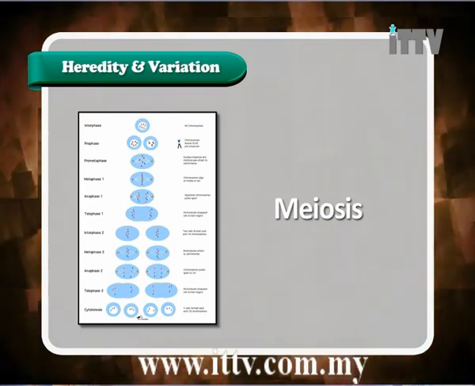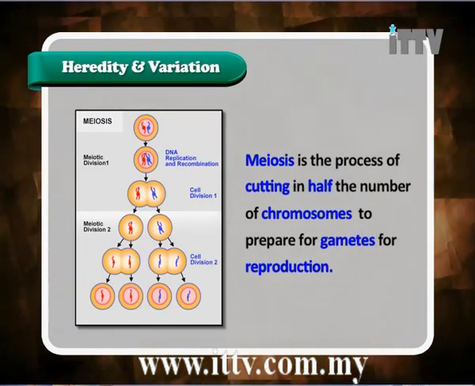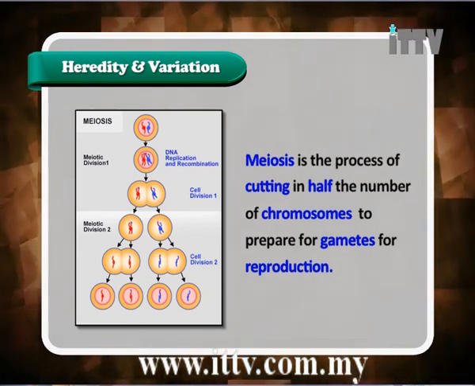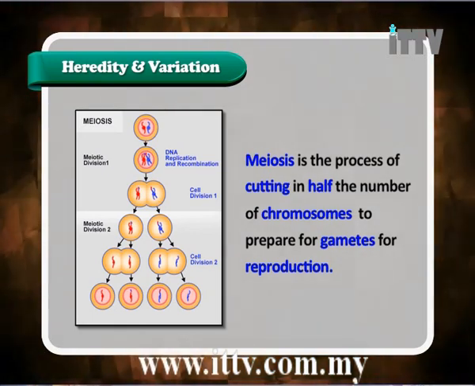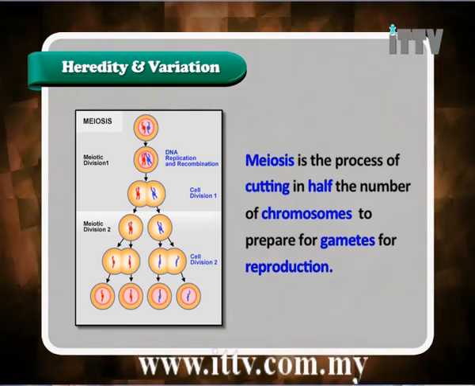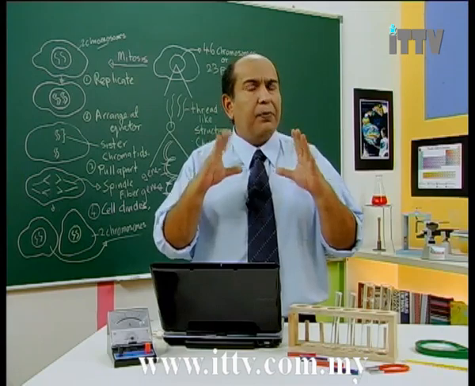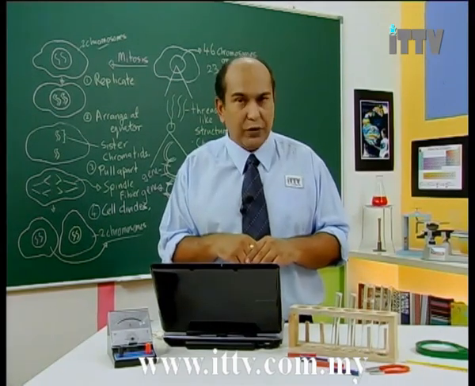Meiosis. Meiosis is the process of cutting in half the number of chromosomes to prepare gametes for reproduction. So now we want to make our gametes. And the key process here is called meiosis.